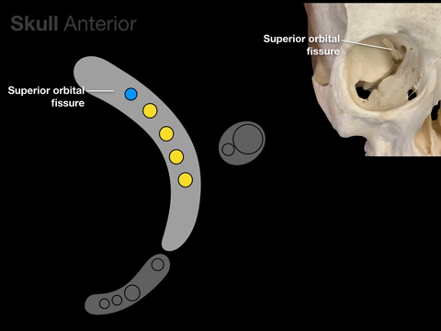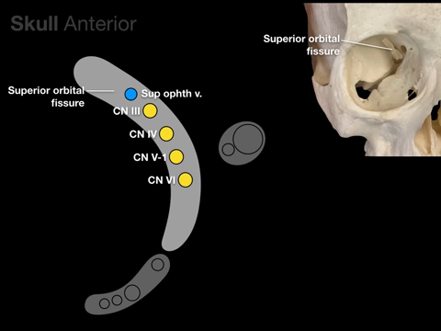There's our superior orbital fissure that contains the superior ophthalmic vein, and then the following 4 cranial nerves: 3, 4, 5, and 6. I did it in that order because it's easy to remember numerical order, 3, 4, 5, 6. Specifically, V1 of trigeminal. V2 and V3 do not go through here.